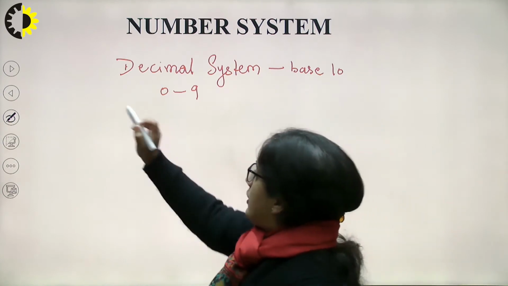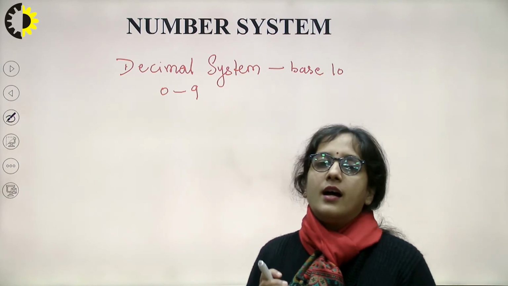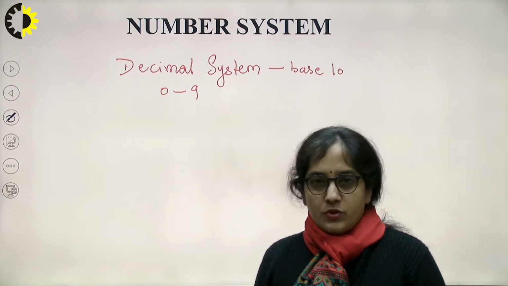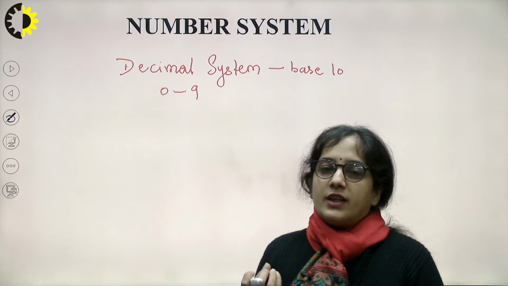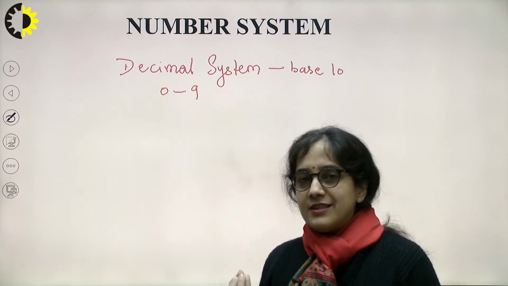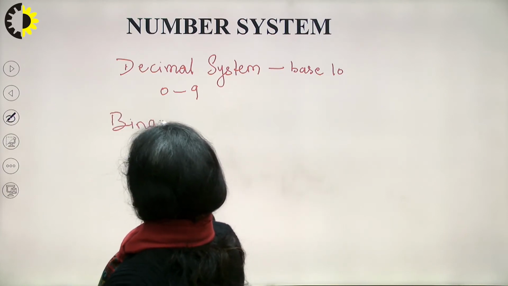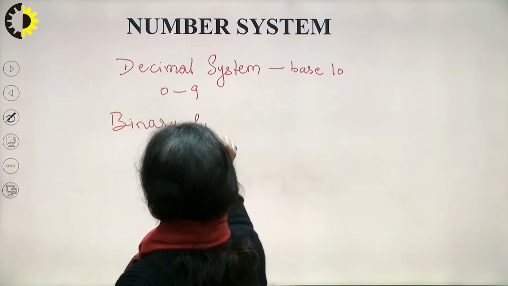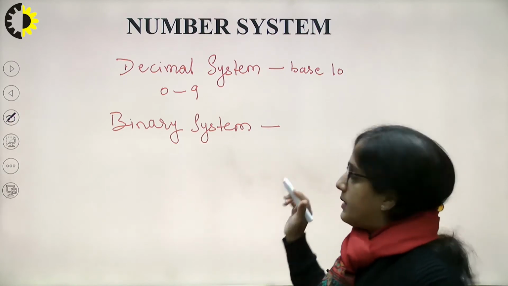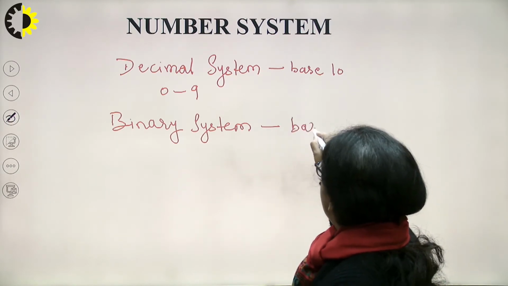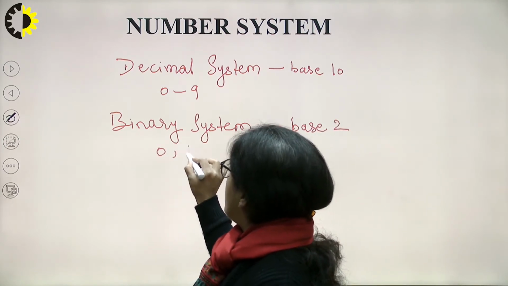But as I told you, the microprocessor is a digital circuit and it is the brain, or you can say the heart, of a computer or any electronic automated device. So we can say that a microprocessor is a digital circuit which understands only the binary number system. Why? The binary number system has base 2 and the digits are 0 and 1.